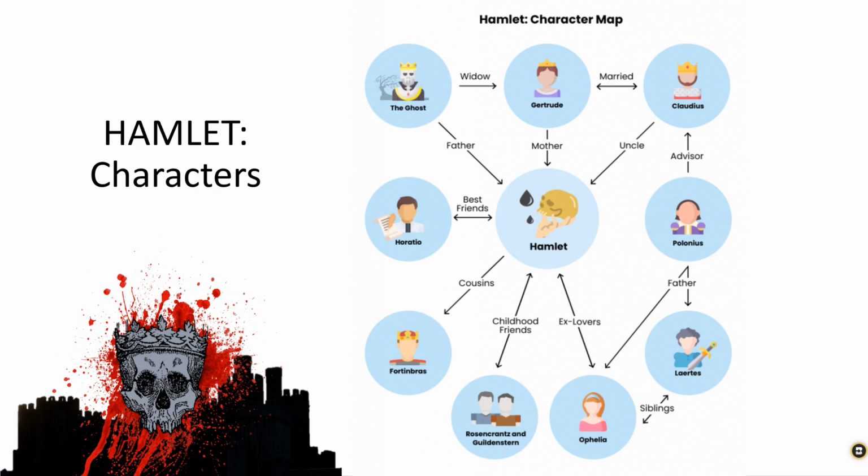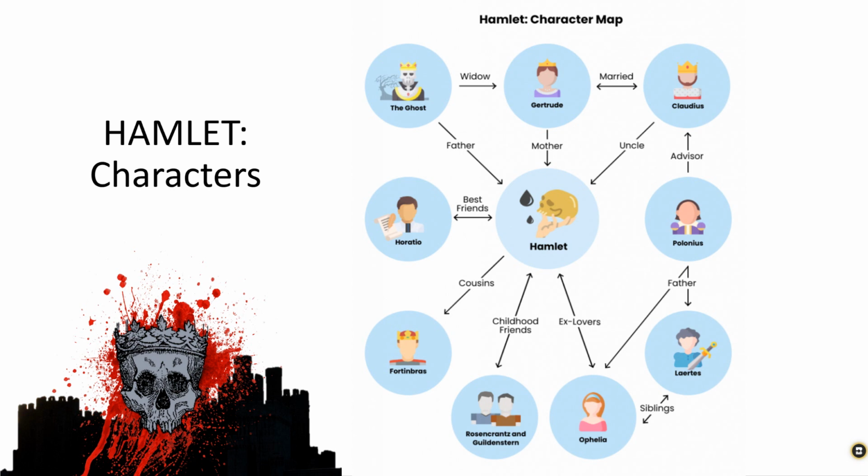Ophelia may have some sort of romantic connection to Hamlet. They have some kind of relationship. The extent of that relationship is unclear. Then you have Rosencrantz and Guildenstern. They are childhood friends of Hamlet. They show up to sort of figure out what's going on here.